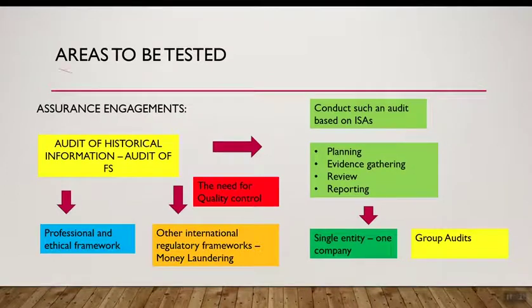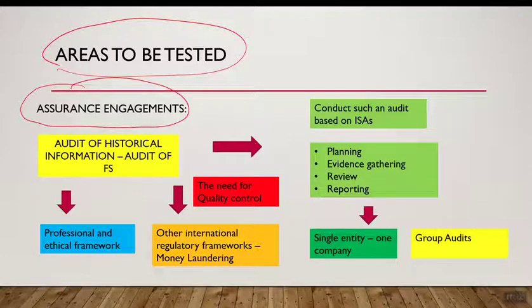So what are the areas to be tested in the AAA paper? Now, again, the AA paper is not too difficult, actually. You will be asked to perform assurance engagements, of course, and one of the most popular assurance engagements that audit firms are providing today is, of course, your external audit. That means the audit of historical information, where you could be asked to audit financial statements of this company.